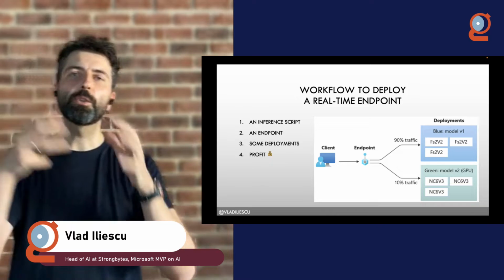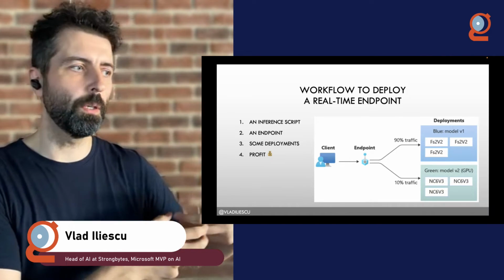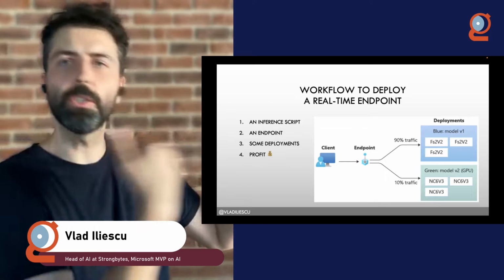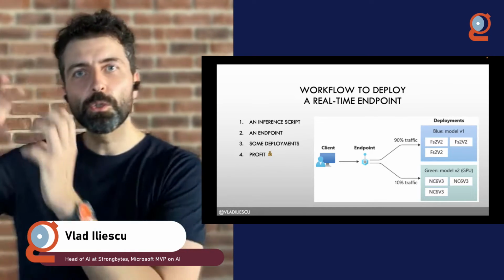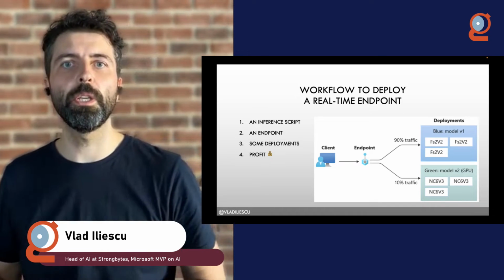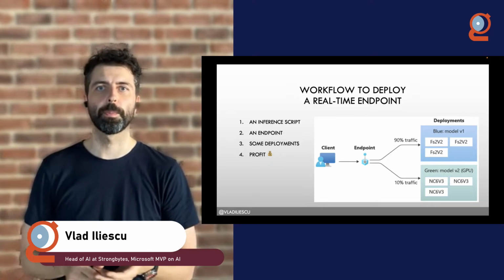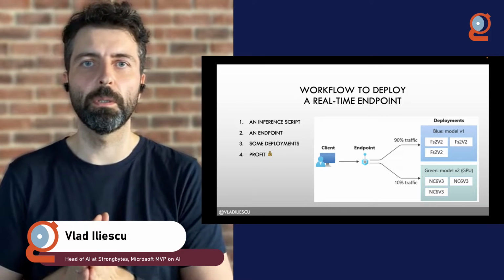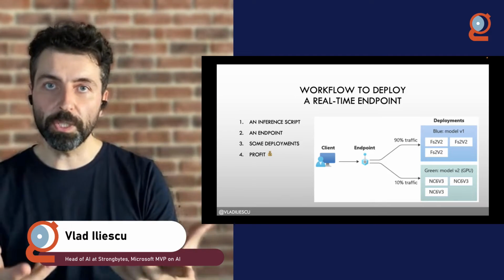Basically, a script that's responsible for translating the JSON payloads that your service receives to what your model can actually handle, to a matrix, to an array of vectors, whatever your model supports. It's flexible. So you need a script.